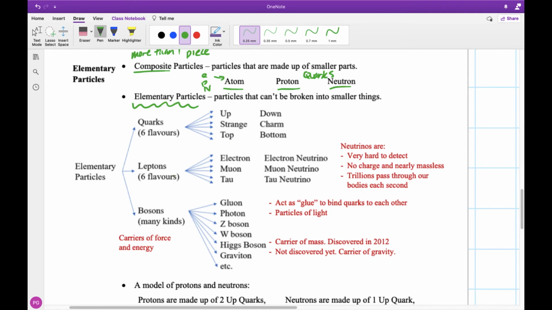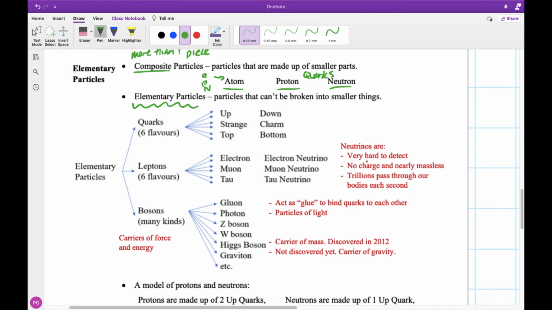There are leptons. That includes our electron, muon, tau particle, electron neutrino, muon neutrino, and tau neutrino. So the electron, muon, and tau are all very similar. They all have negative charge, but they're just different sizes, different mass.